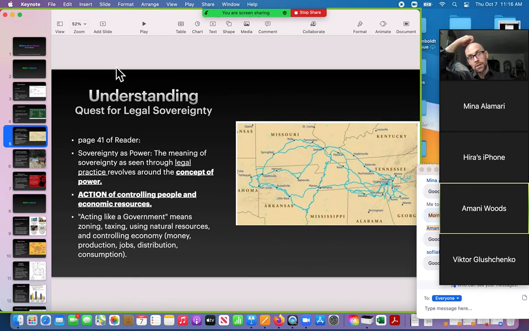Now, making sure you understand these terms, if you go to page 41 of the reader, then you'll find a definition and explanation of sovereignty as power. And what this really means is acting like a government. And so sovereignty, you see sovereignty. You don't really define it and describe it, you experience it. So when the IRS takes your money, they are sovereign, right? You realize in that experience that you are not sovereign. You thought you were free, you thought you had liberty, but you don't have your money and they took it, so clearly you are not sovereign.